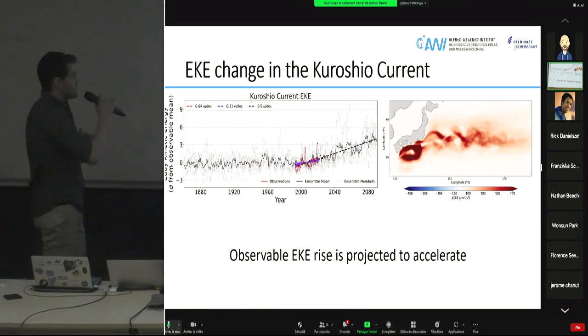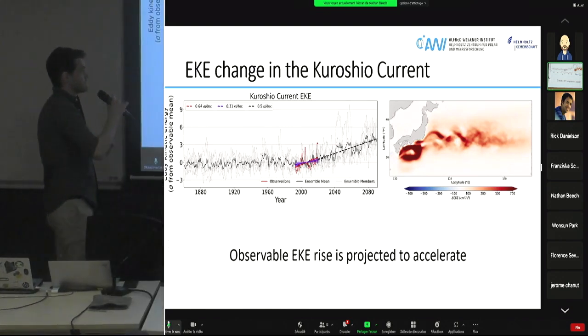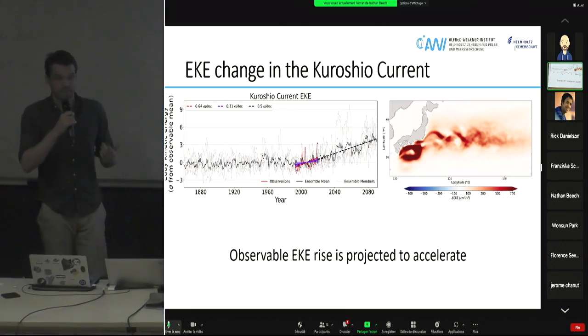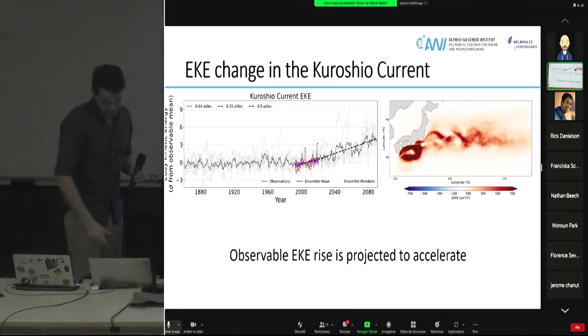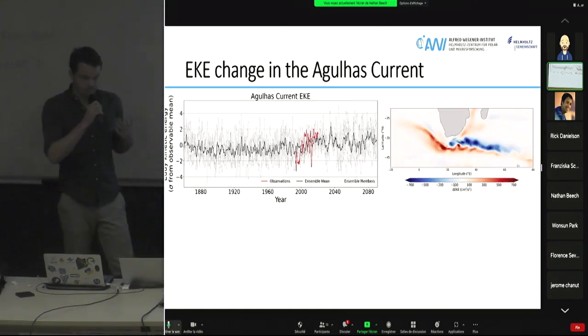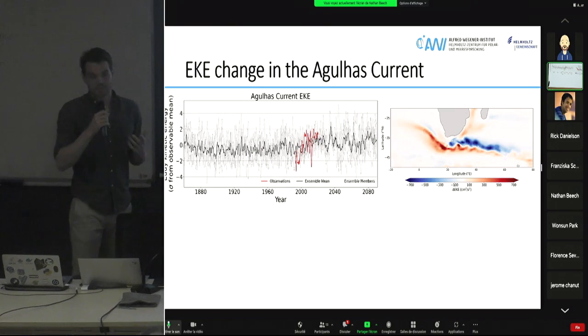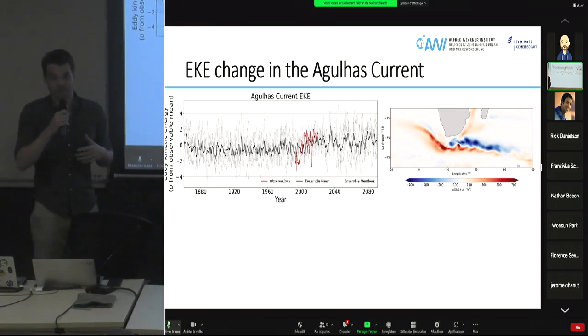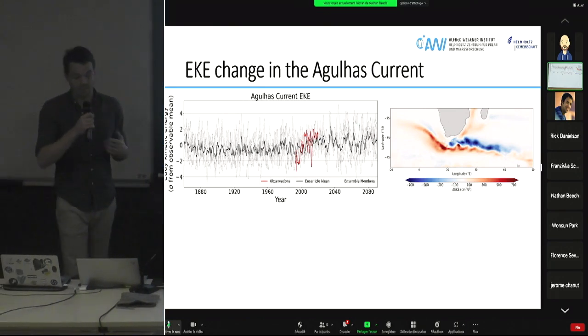And finally, both the modeled and observed data sets show an increase during the altimetry era, but we again project that to accelerate in the future. So in the Agulhas current, we don't see a substantial change in the magnitude of eddy activity, but there's still a lot that we can tell here from changes in the eddy field.